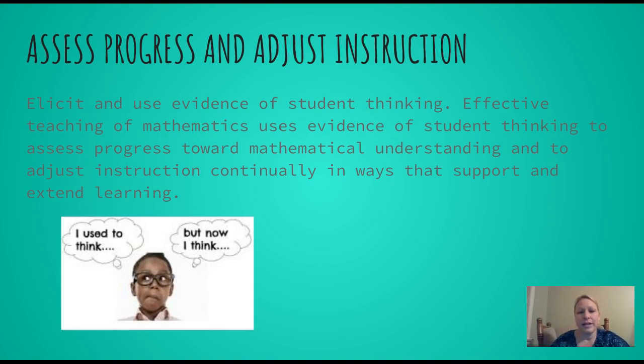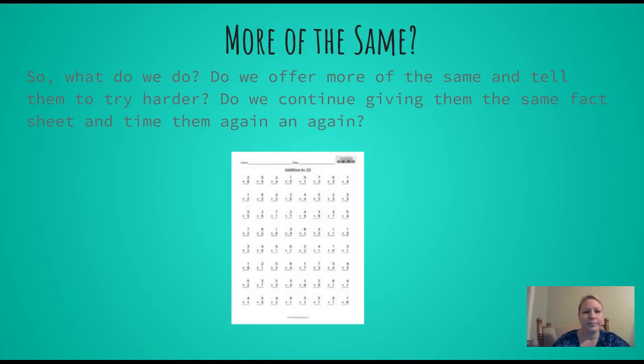Assess progress and adjust instruction. We need to use the evidence. We need to find out what kids understand. We can use closure activities. In 22 Powerful Closure Activities by Todd Finley in 2015, he suggests a gallery walk, question stems, and dramatizations, to name a few of the things, in addition to the traditional exit tickets.